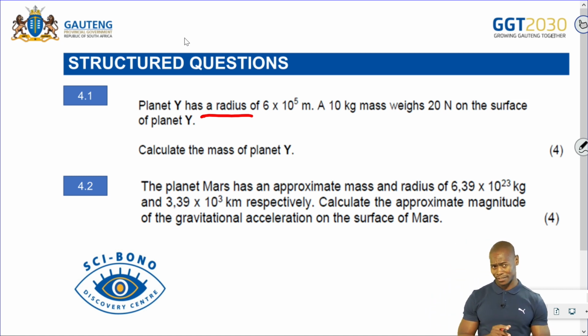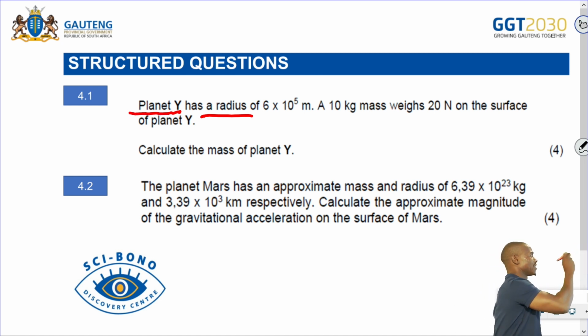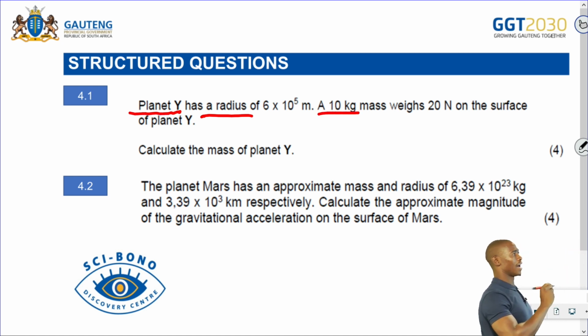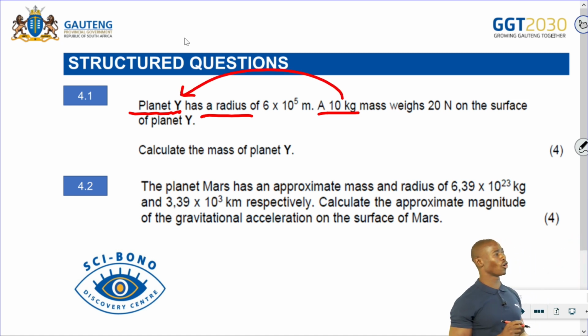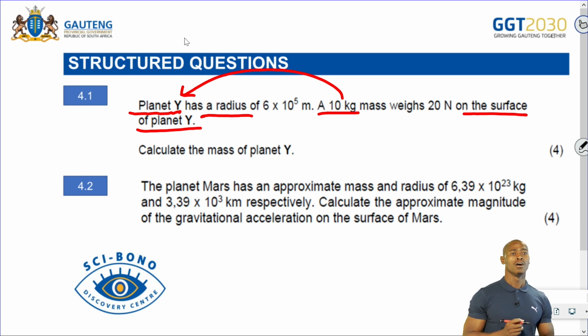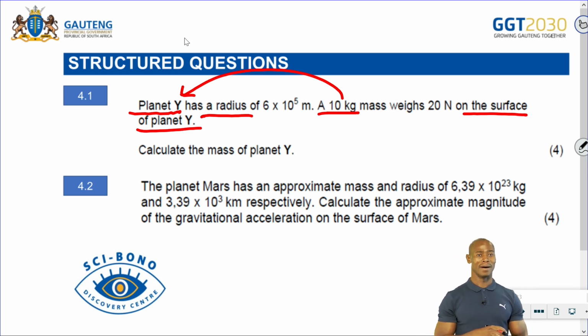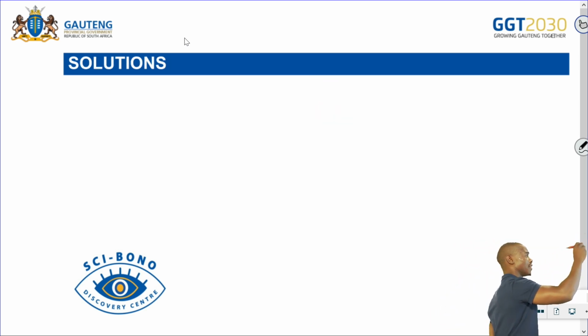So we are having two objects here, the planet and then this object. And so we have this object on planet Y, on the surface of planet Y. So they want us to calculate what? The mass of planet Y. We have two objects here.